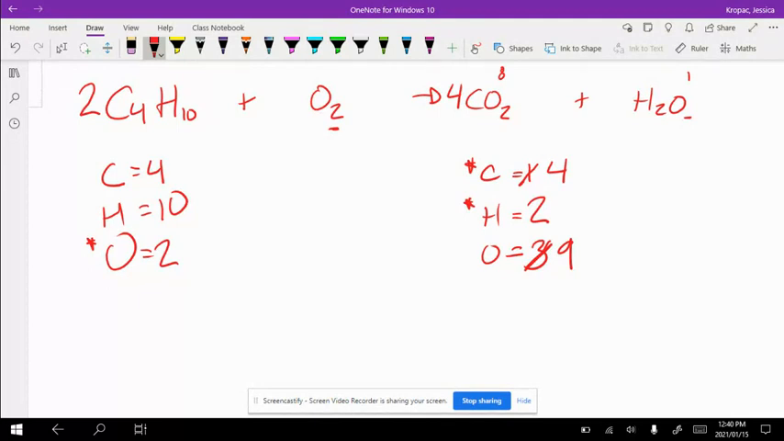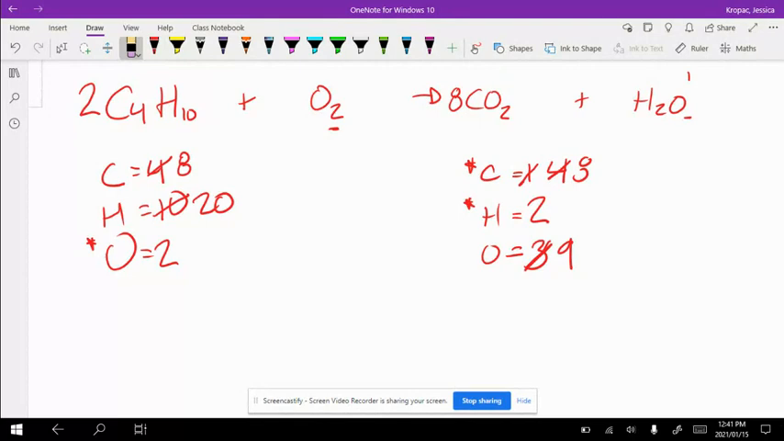So now if I put a 2 in front of here, this is going to change my number of carbons. I'm going to have 8 carbons, and I'm going to have 20 hydrogens. That means I need to change my number of carbons again on my right-hand side. So I now want to have 8 carbons, so I'm going to change this 4 to an 8. That is going to mean that I have 8 carbons.